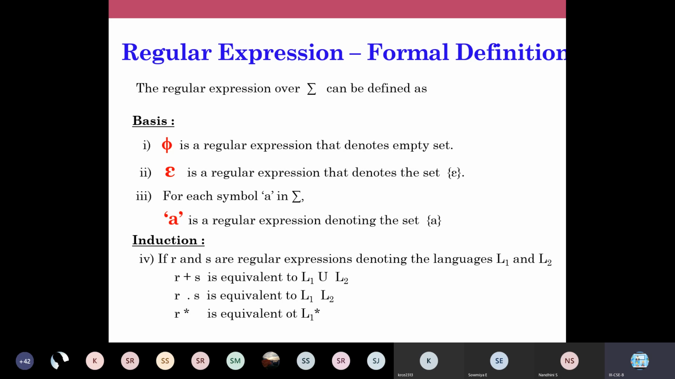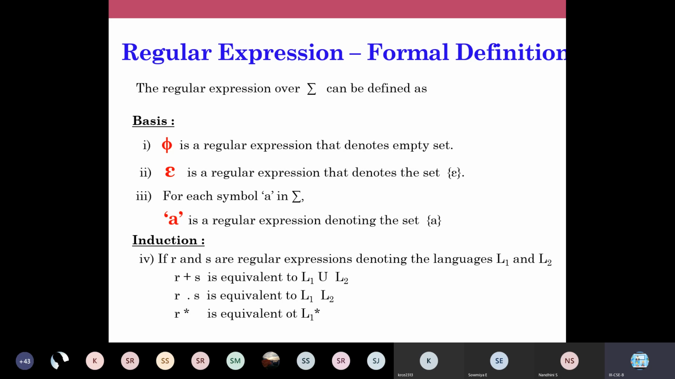In the induction step, we will use the assumptions and derive some conclusion. So in the induction step, we assume that R and S are already regular expressions. We assume that there are two regular expressions called R and S. So R and S are valid regular expressions denoting the languages L1 and L2. This is the assumption, the first line, as we saw in the last class.